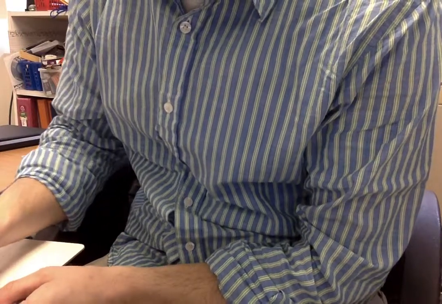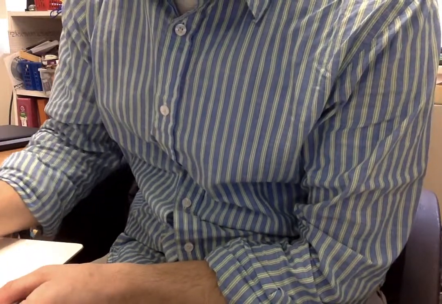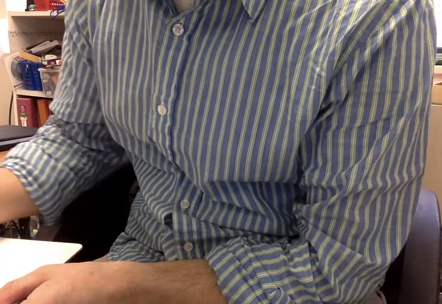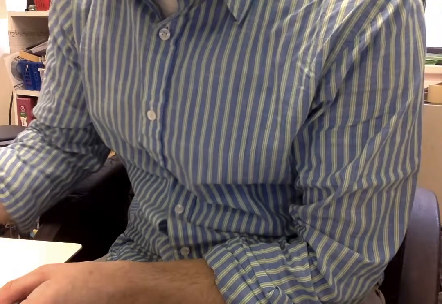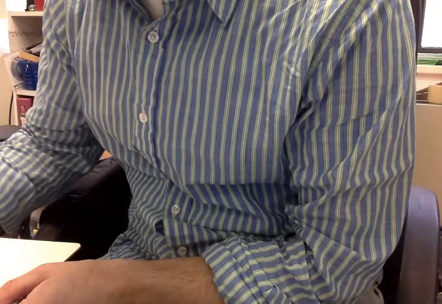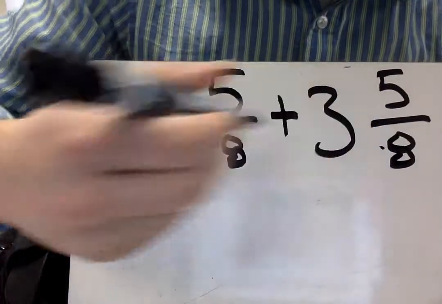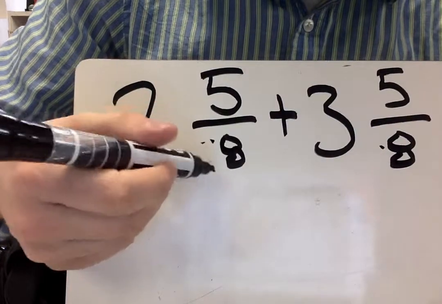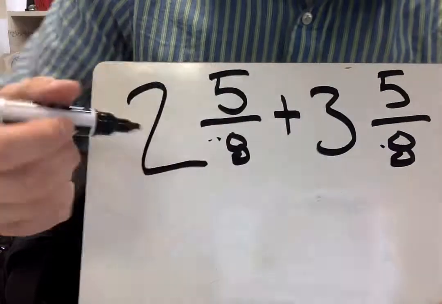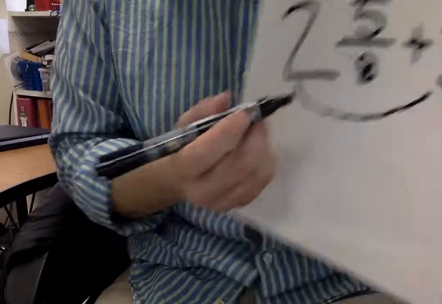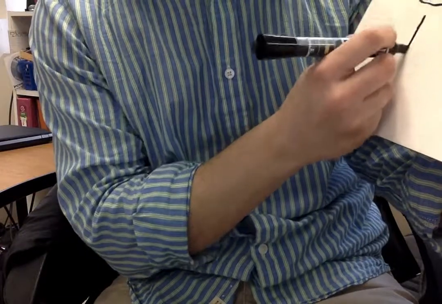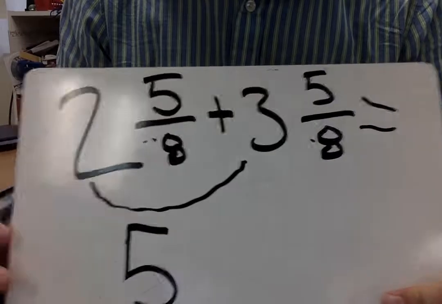So I'm going to show you a second problem, and then you're going to try it on your own afterwards. So 2 and 5/8 plus 3 and 5/8 is what we're now going to add. So again, our units are the same. We have 8. So we know we can add our fractions. So I'm going to start by adding my whole numbers, which is 2 plus 3, which is equal to 5. And now I can add my fractions.